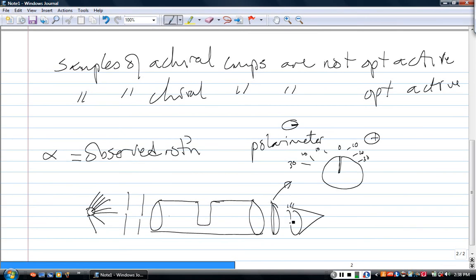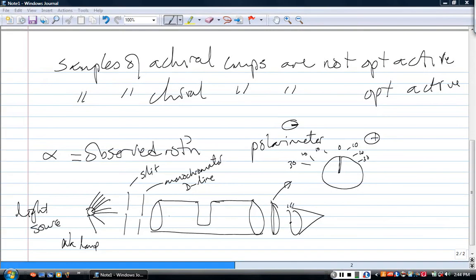So when you look, what you'd actually do then is, you have a light source, and usually what's done is use a sodium lamp. Then you've got a slit, you've got a monochromator, and the monochromator, as I said, would select only a single frequency, a single color of light. And the frequency of light that's used is called a D line, because when you look at the emission spectrum for an atom, you simply see a series of lines. And if you read left to right, the lines are called A, B, C, and D lines. So we select the D line of sodium as our reference line, if you will.